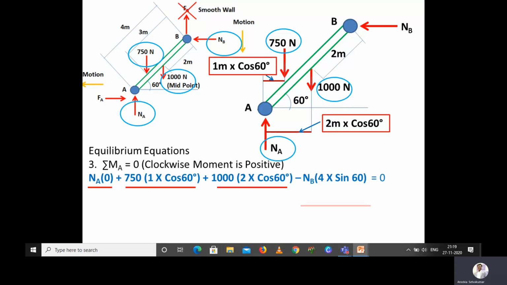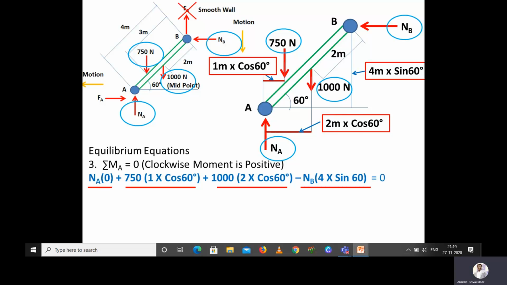Next one, we are having the force normal reaction at B. It is going to rotate the ladder counterclockwise, so I have taken it as minus or negative. Now I have to calculate the perpendicular distance of this. I know very well that 4 meter is the total length of the ladder. So 4 meter into cos 60 will give the horizontal distance, but I want the vertical distance. So 4 meter multiplied with sine 60 will give the perpendicular distance of the normal reaction B with respect to the point A.